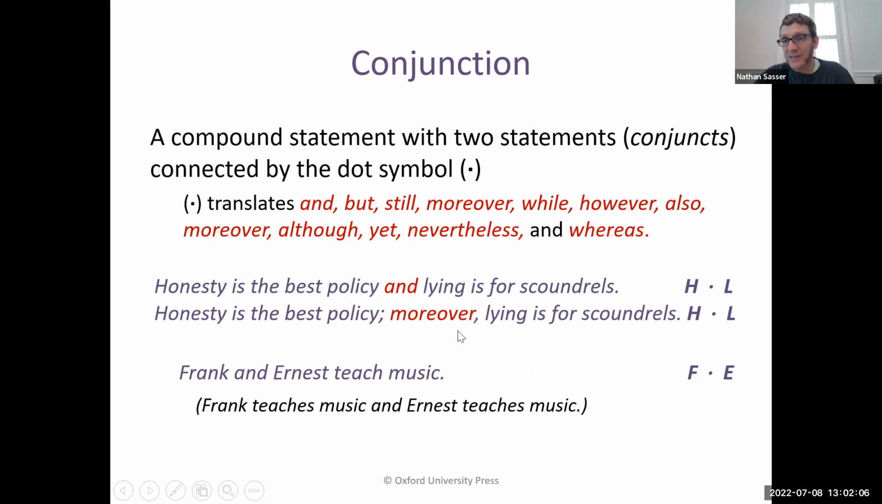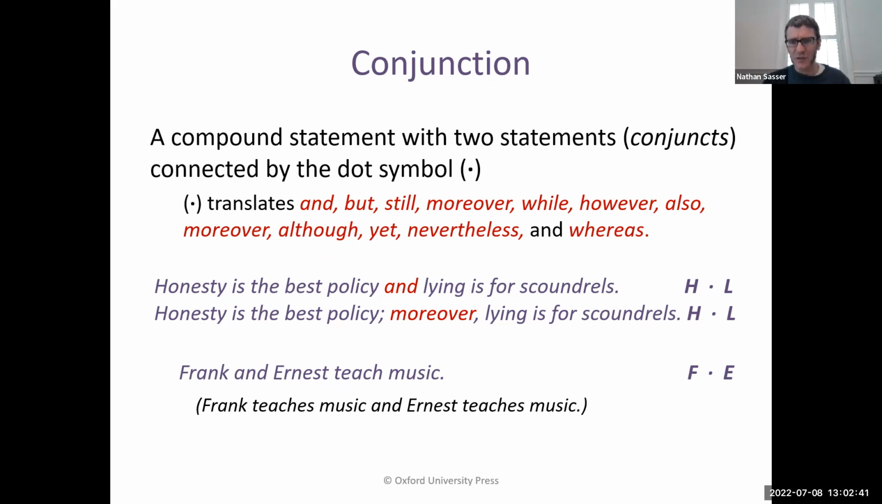Now, let's say that compound statement, instead of and, had moreover. Again, you still got these two simple statements, and they're conjoined. And so you would still represent that with H dot L. Now take a look at this last example here. Frank and Ernest teach music. Now this one might confuse you because you see the and, right? And you're thinking, well, that's a conjunction sign, so it must be conjoining two simple statements. But it looks like there's only one simple statement.